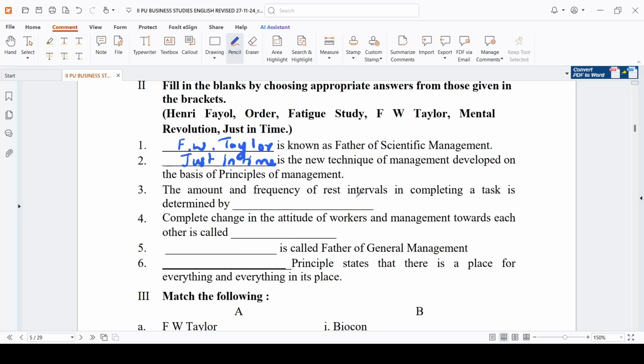The amount and frequency of rest intervals in completing a task is determined. Rest, you have to give the rest, right? That is fatigue study. Complete change in the attitude of the workers and management towards each other is called, just now I discussed, mental revolution. Dash is called the father of general management. Fayol, Henri Fayol.